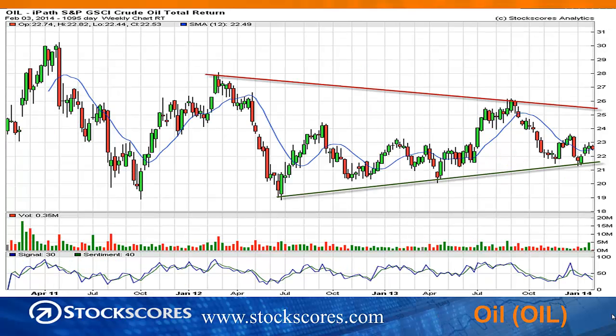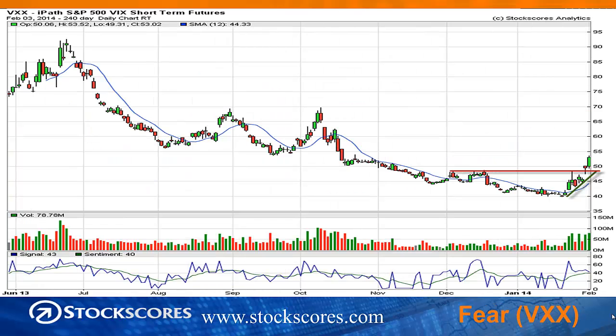Oil remains stuck in that long-term sideways trading range. I don't really see much reason to get too excited there, but again, oil stocks are benefiting from a rotation out of the leading sectors and into some of the weaker sectors, including energy.